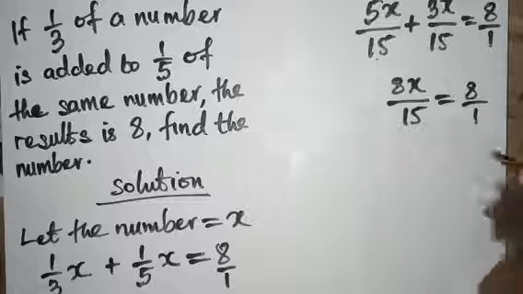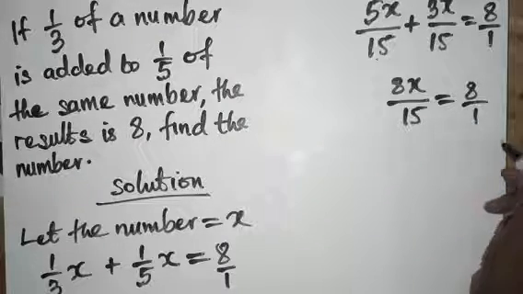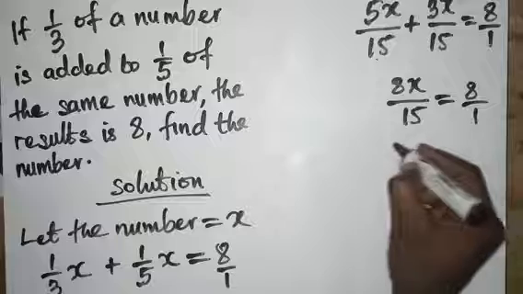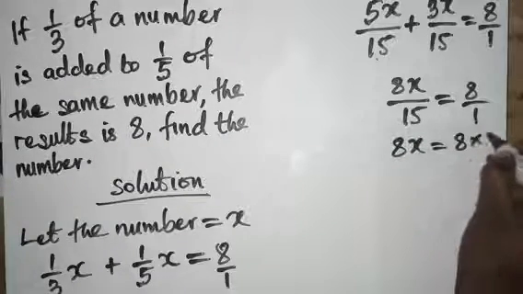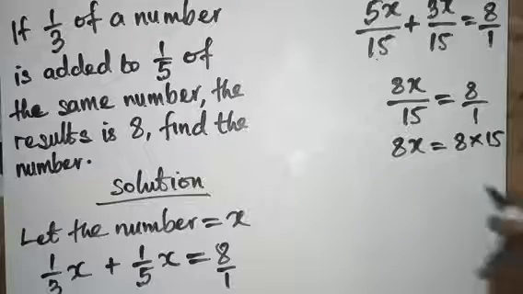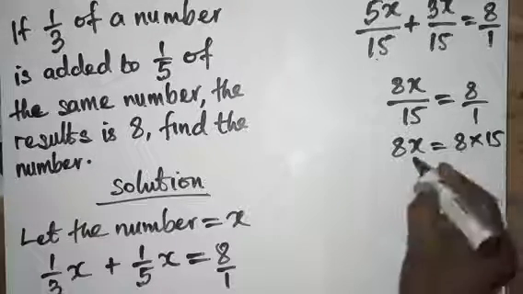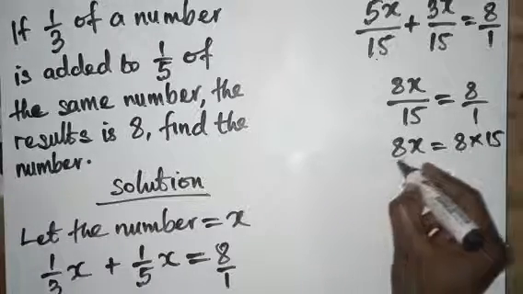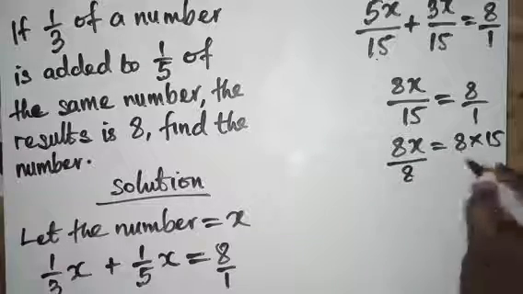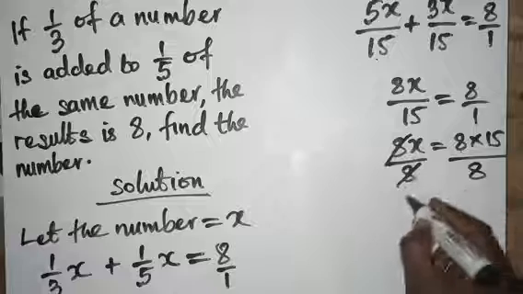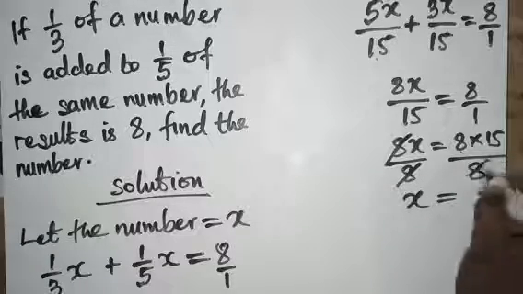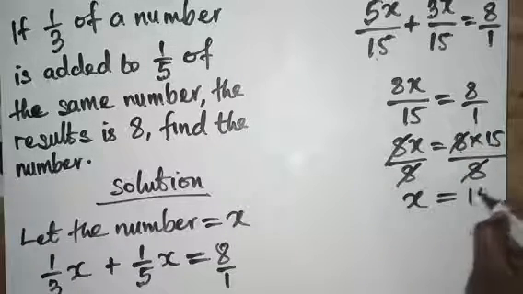At this point we can apply cross multiplication. So 1 has to go here. I'm going to get 8x, then 8 times 15. The best thing to do is to multiply this, but because I want x, I have to divide through by 8. 8 here and 8 here. 8 will cancel 8, and x equals 15.